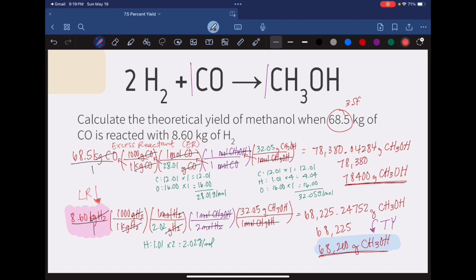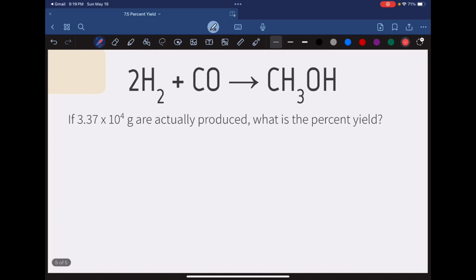So now how do we pull this all together for your percent yield? If 3.37 times 10 to the 4th grams are actually produced, what is the percent yield? Remember, percent yield is going to be your actual yield divided by your theoretical yield, and then times 100 because we want a percentage. So this is your actual yield, which is your AY, and we calculated our theoretical yield from the previous problem.